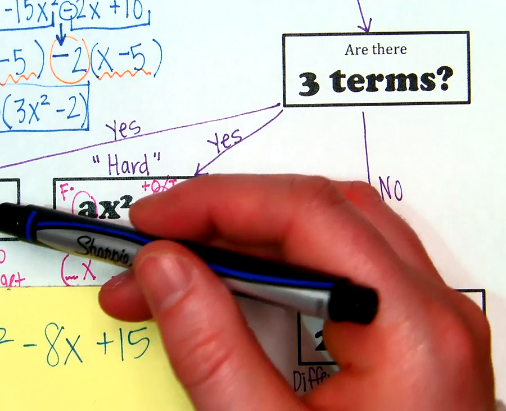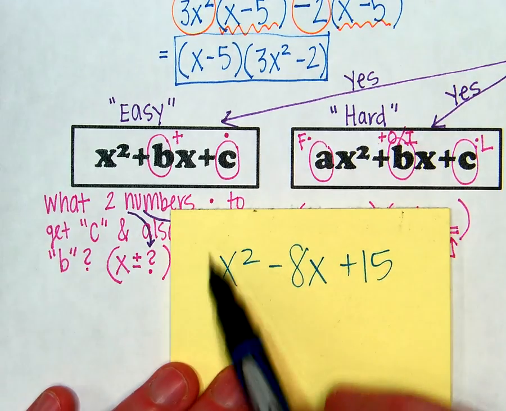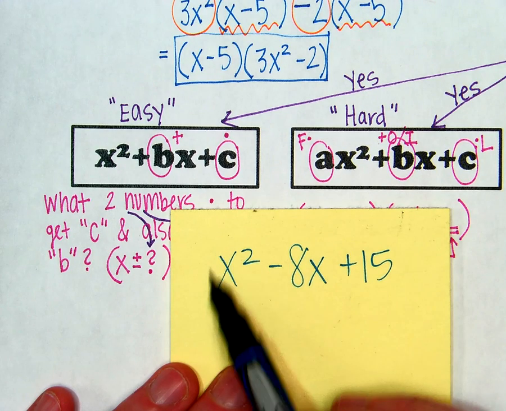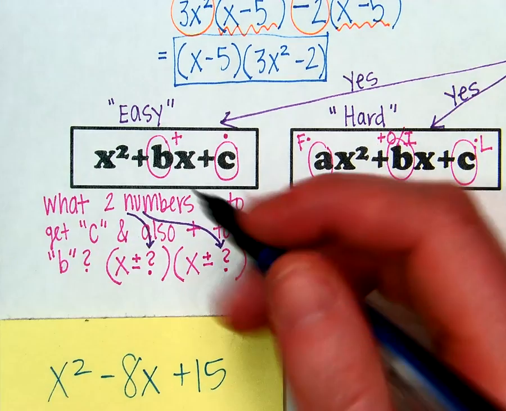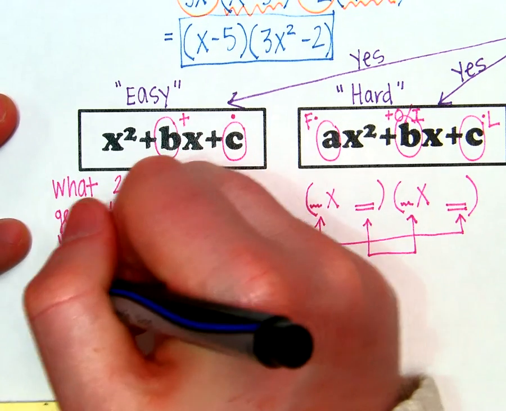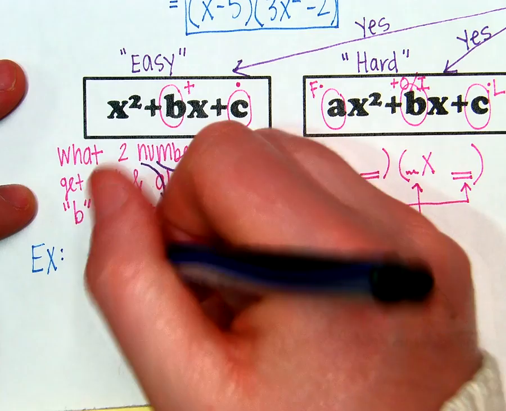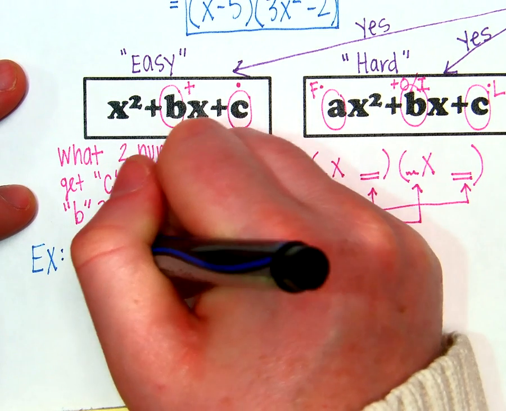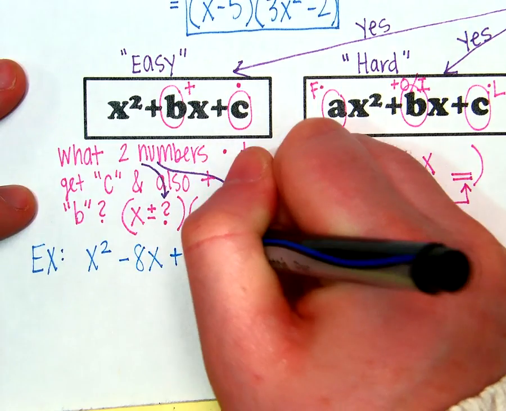I need to know if this is one of the easy kind with 3 terms or one of the hard ones. This one only has an x squared out front. There's no number right here. So this is the easy kind. So then I know to factor it using this method. So go ahead and write the example down under the easy box here. And the example was x squared minus 8x plus 15.